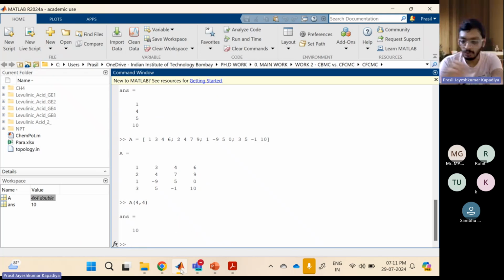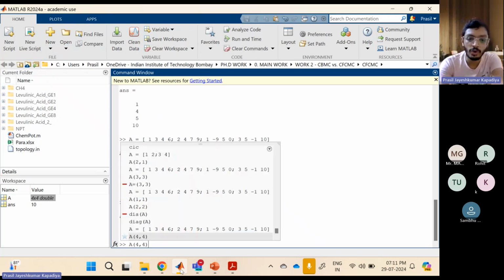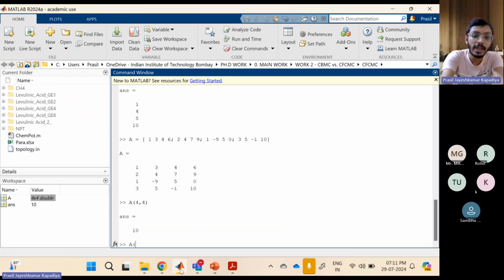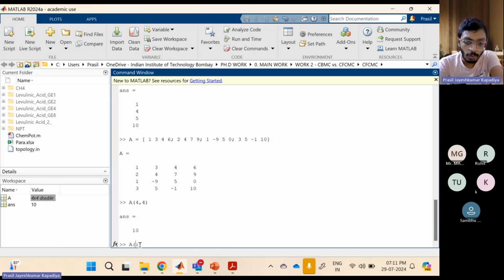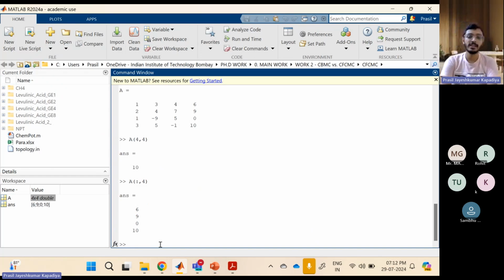So when you are dealing with all, what do I mean? All rows and the fourth column. When I am saying the word all, I should use this colon symbol, and I will put a comma. This symbol means all rows, and which column? Fourth column. So it will print the fourth column for me: 6, 9, 0, 10. Is this clear?